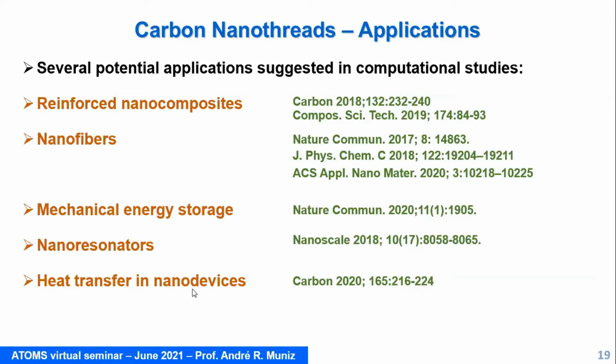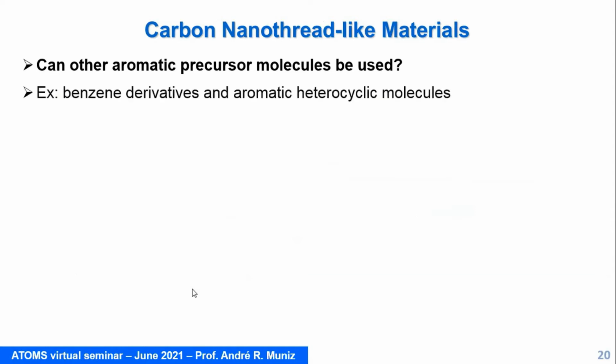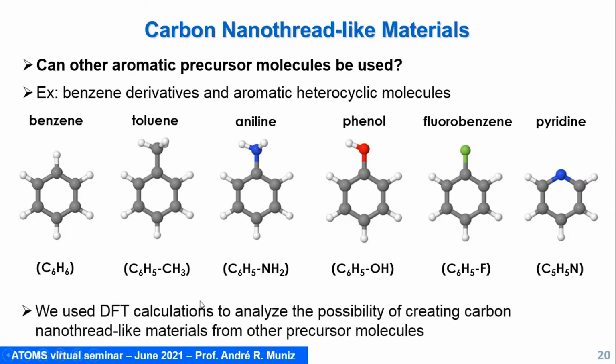So what was our interest in these materials? One of the questions we asked when we saw the first study was, of course, they could make it with benzene. Was it possible to use other molecules to produce these materials? For example, if you replace benzene by a benzene derivative or a heterocyclic, aromatic molecule. Why would it be nice? Because we are introducing functional groups on this material that would, of course, alter the properties of these nanothreads, for good or for bad. So our idea was to use first principles calculations to analyze the possibility of creating carbon nanothread-like materials using a variety of other precursor molecules.